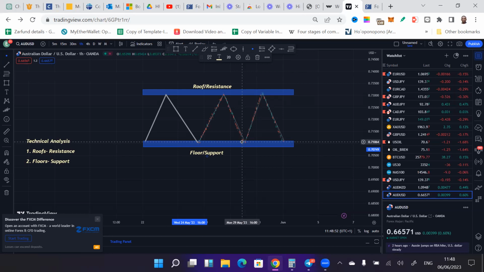So when you are thinking about entering a trade, you're asking yourself, what is the nearest roof? What is the nearest floor? Okay, what is the nearest roof?